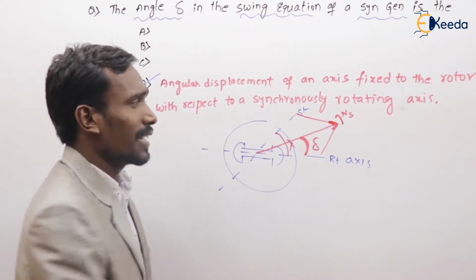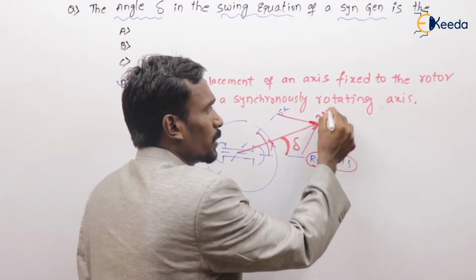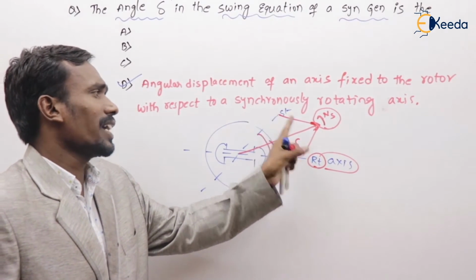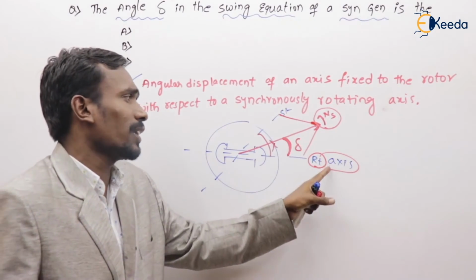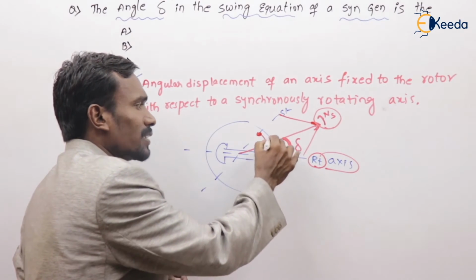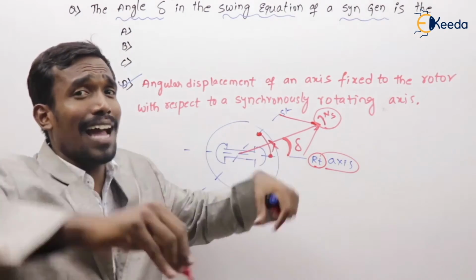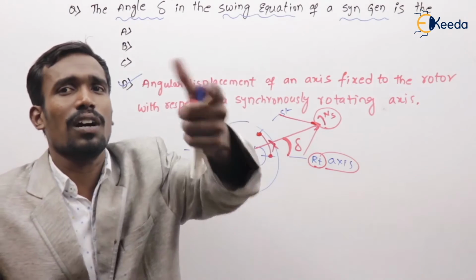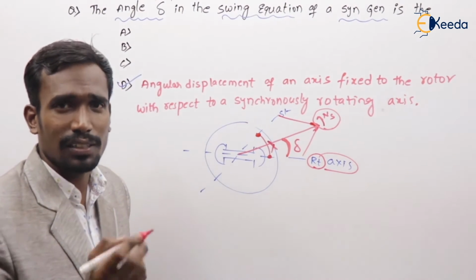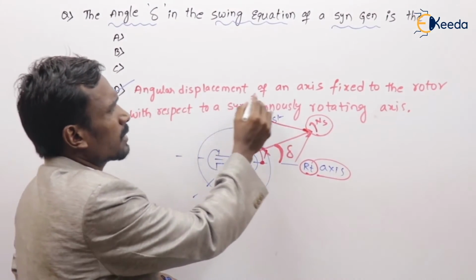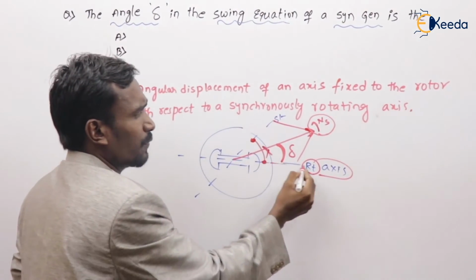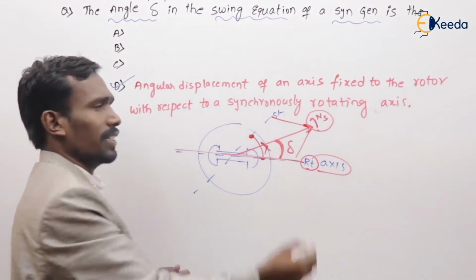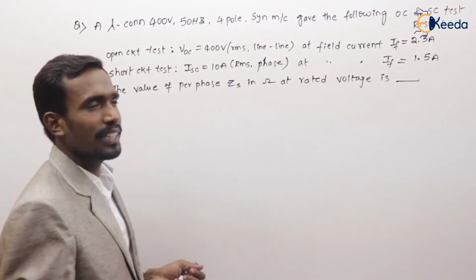The power angle delta is the angle between the rotor axis and the synchronously rotating axis in the synchronous machine. In between these two is the delta. The angle between the stator axis and rotor axis is lambda, the torque angle. This is the torque angle, and this is the delta, which appears in the swing equation of the alternator. Right? So finally, the angular displacement of an axis fixed to the rotor with respect to a synchronously rotating axis. Right? Next question.